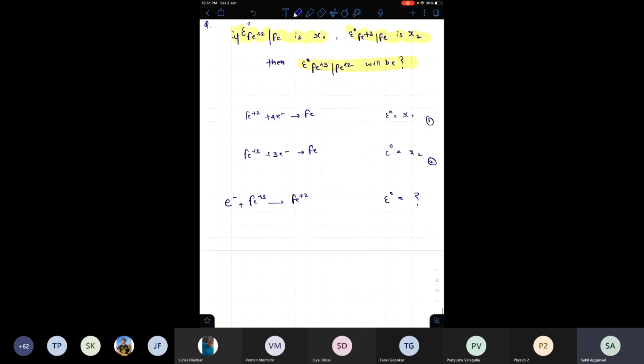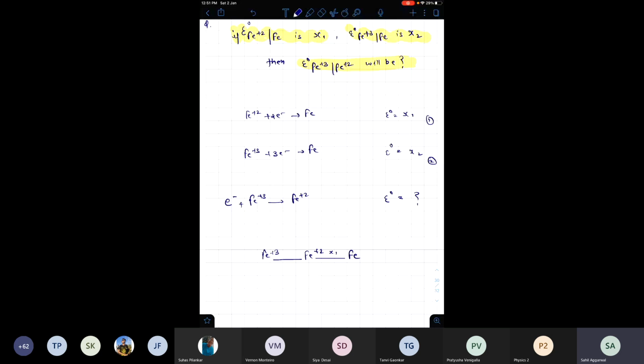So what we'll do, if we have an element with a different oxidation state, we will write it down from high to low. Any doubt in this? Very good. This one is x1 and this is x2.